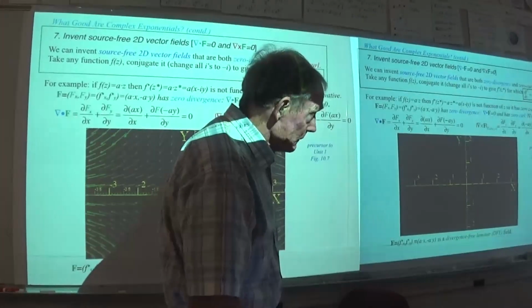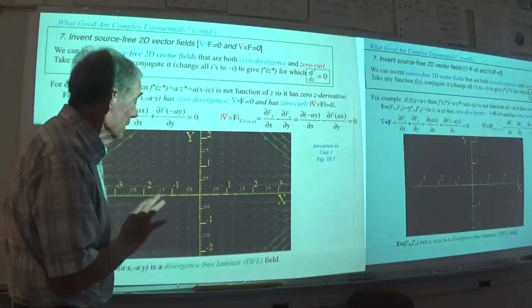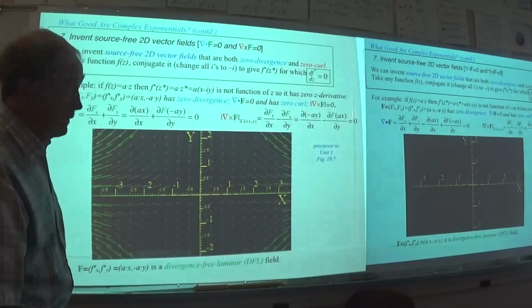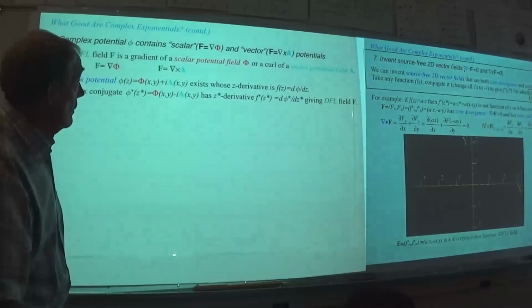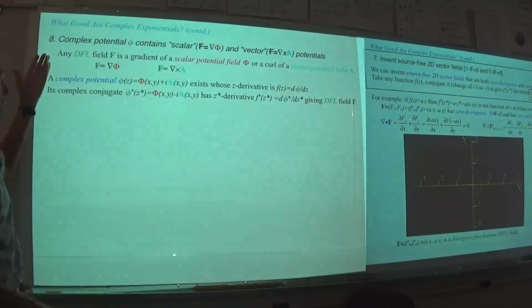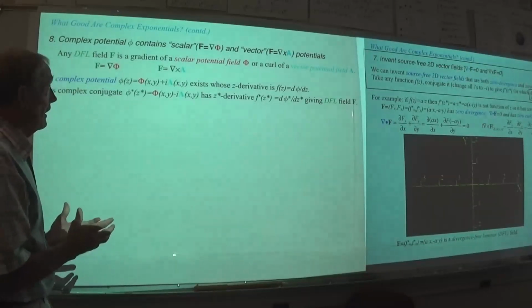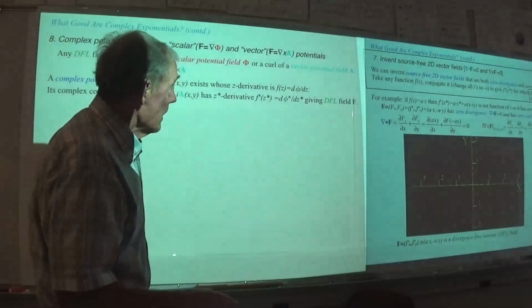But when it comes to plotting these things, we try to do it in an educational sort of way, an intuitive sort of way. So the basic idea here, now this is 8, is that I can immediately find the potentials, and I say potentials, plural, that go with these things.